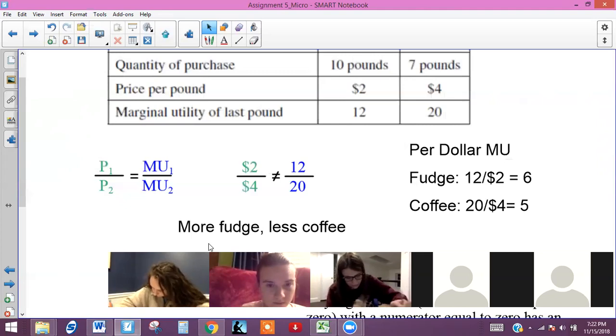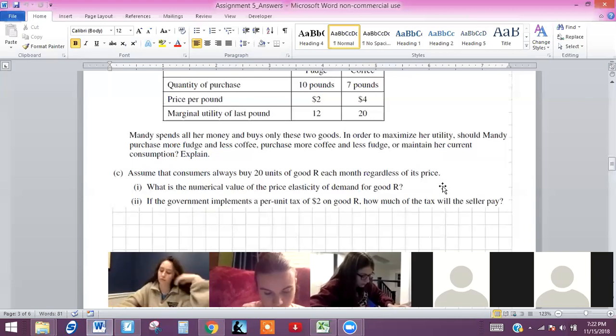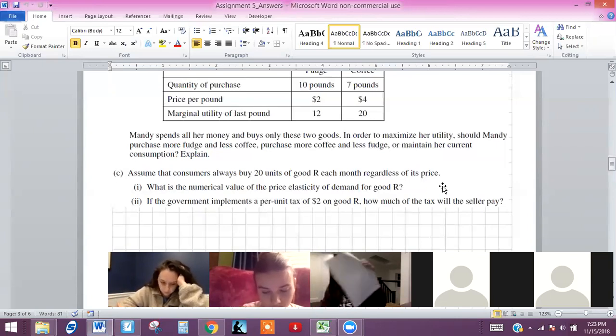Okay, so next is part C, where we're going to assume that the consumer, the buyer, always buys the same quantity. If the consumer always buys the same quantity regardless of price, we know that the demand curve is perfectly vertical, because the quantity never changes. If you visualize a perfectly vertical demand curve, that should tell you it is perfectly inelastic, because the quantity does not change at all, no matter what the price is.